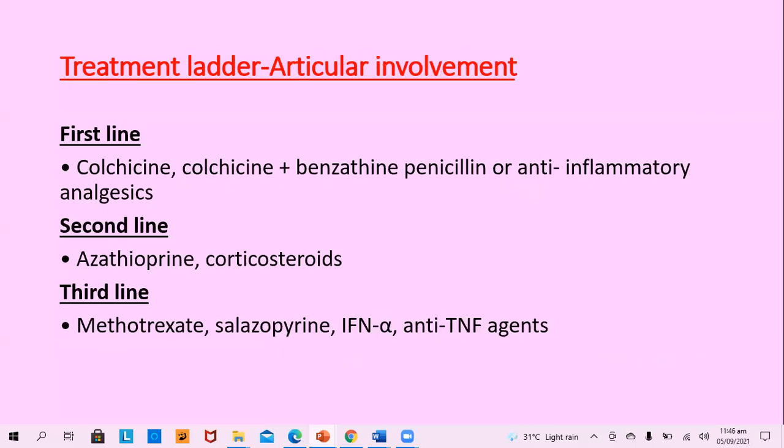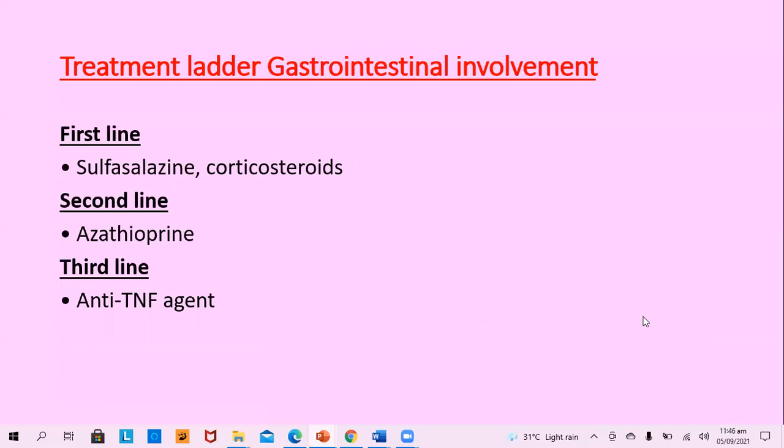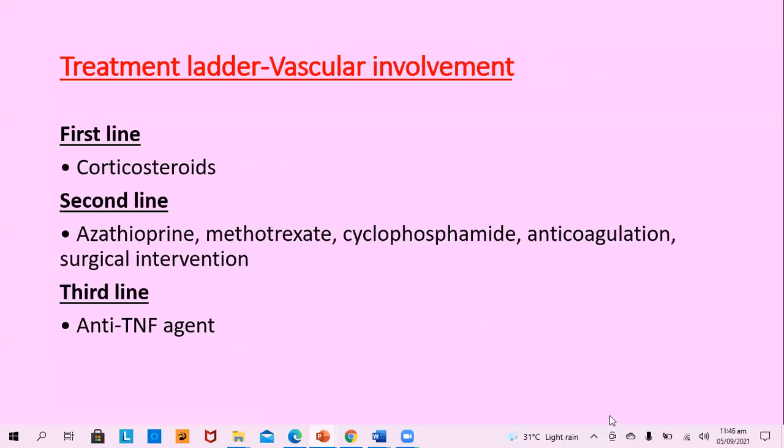Then treatment ladder for articular involvement. First line include colchicine plus benzathine penicillin, or anti-inflammatory analgesics. Second line include azathioprine and corticosteroids. And third line, methotrexate, sulfasalazine, interferon alpha, and anti-tumor necrosis factor agents. Treatment ladder for GI involvement. First line, sulfasalazine, corticosteroid. Second line, azathioprine. Third line, anti-tumor necrosis factor alpha agents.